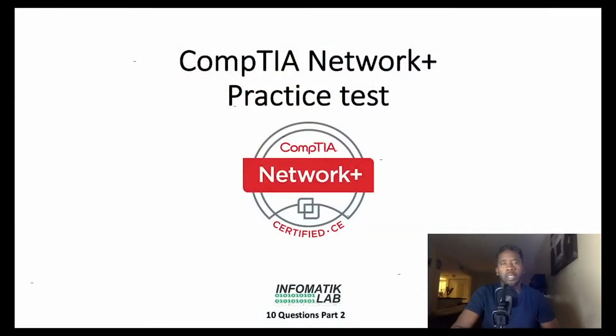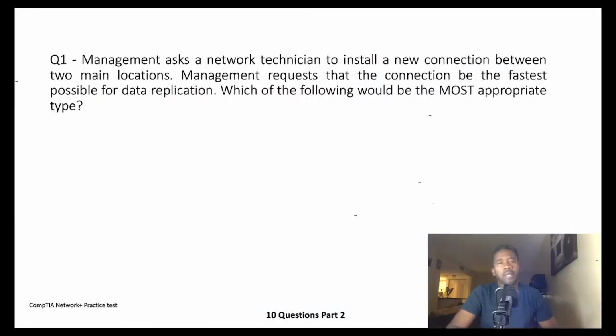So let's go to the questions. All right, question one. Management asks a network technician to install a new connection between two main locations. Management requests that the connection must be the fastest possible for data replication. Which of the following would be the most appropriate type?